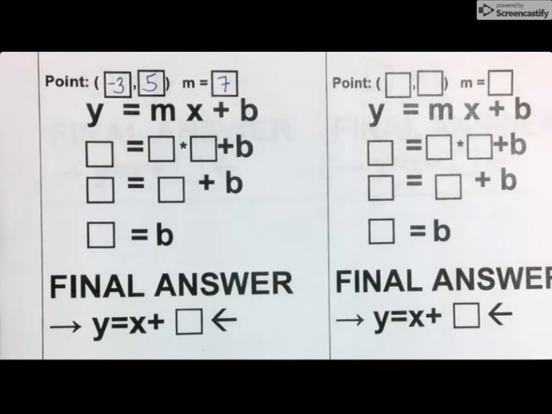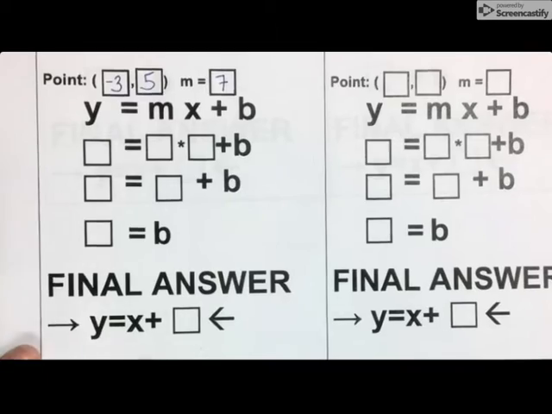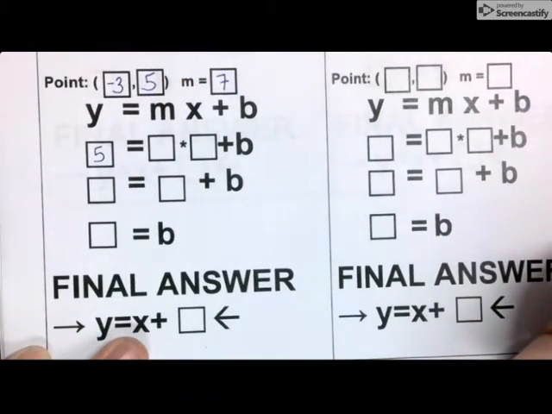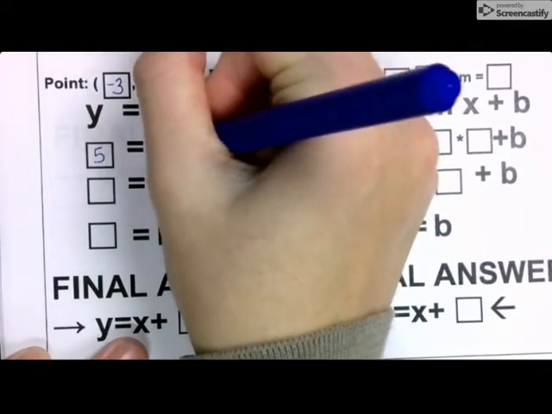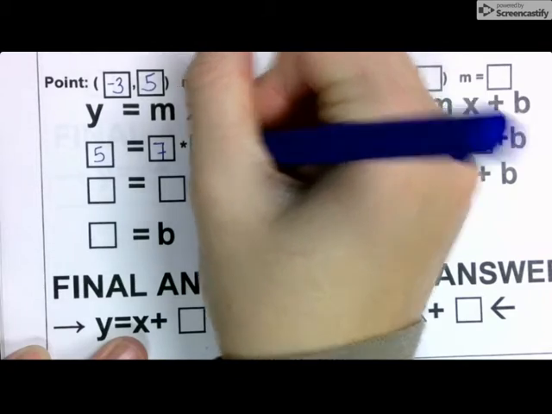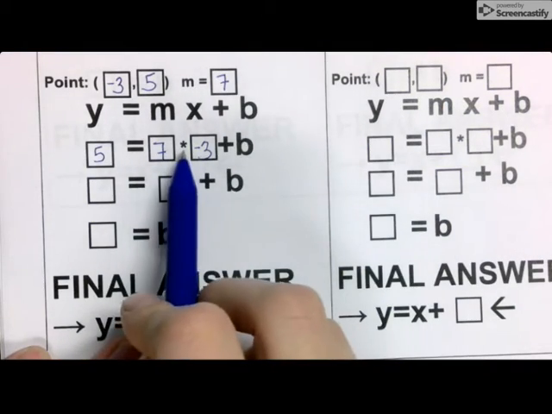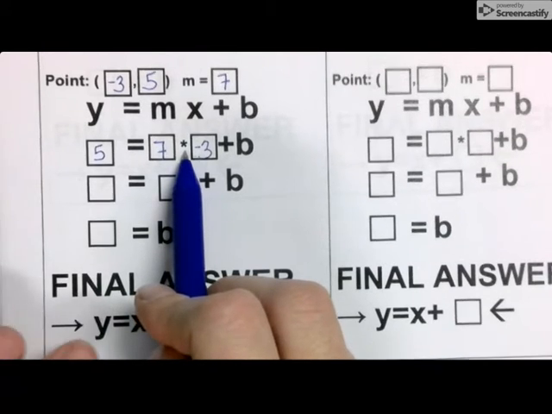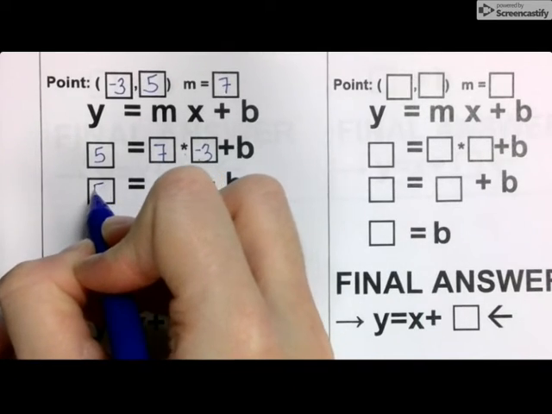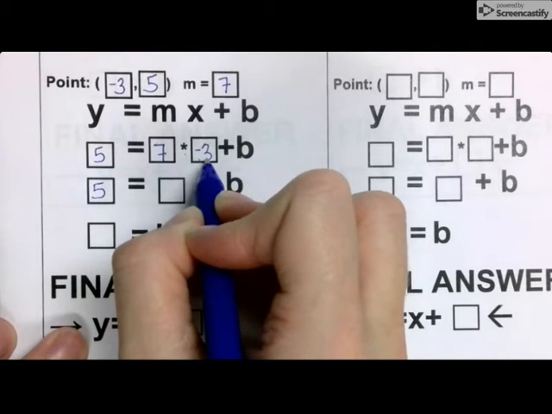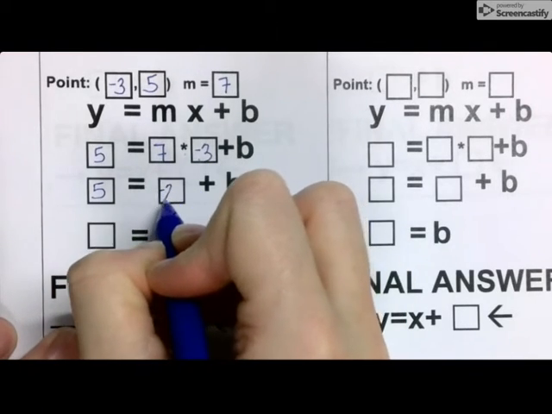You either worked on this the day before break or 2 days before break. Okay? Now, which of these is my y? 5. Which of these is my slope? 7. Which of these is my x? -3. And if you notice this time, I know sometimes we got confused because that times symbol wasn't there. So we have the times symbol in the middle. So when I go down to my second line, I bring down the 5. What is 7 times -3? -21.